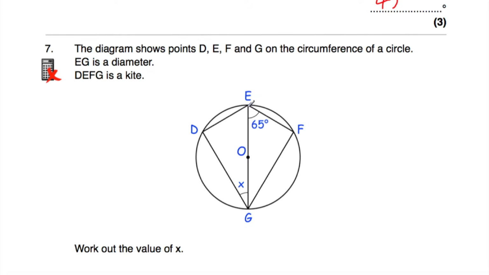So because that's a kite, that means that EF is the line of symmetry, because a kite has one line of symmetry, a vertical line of symmetry, like so. So that means that if this is 65 degrees, the angle over here would be 65 degrees also.